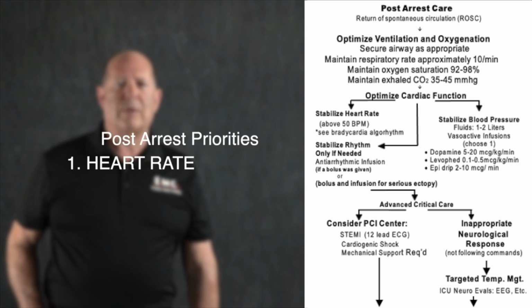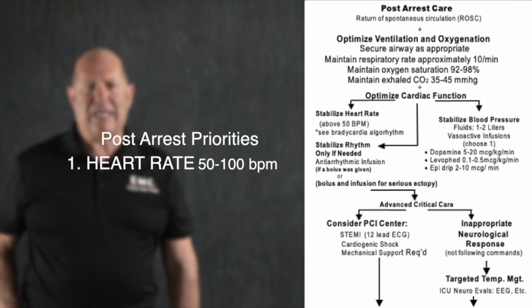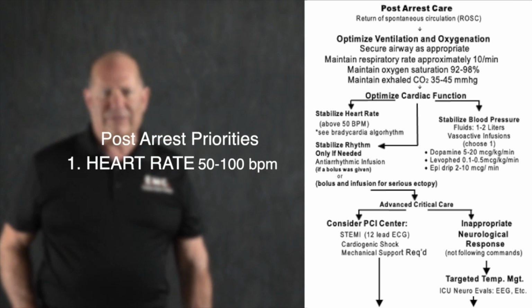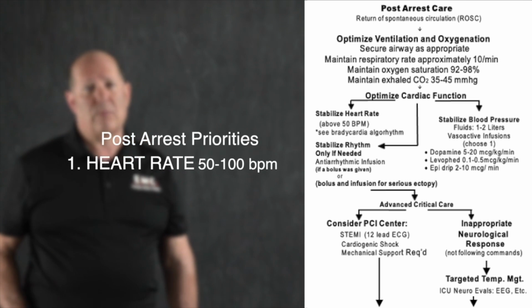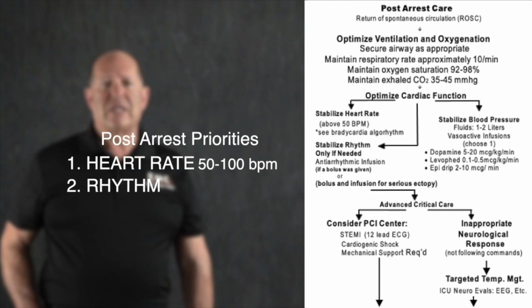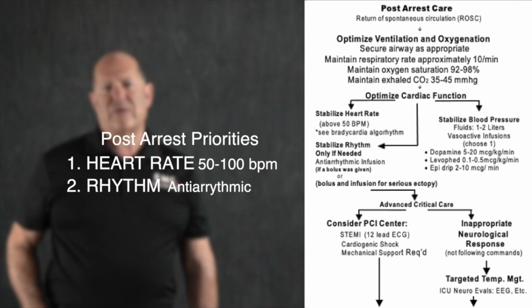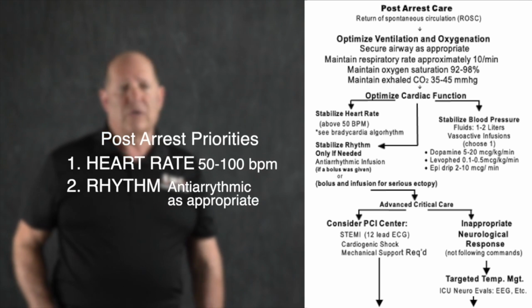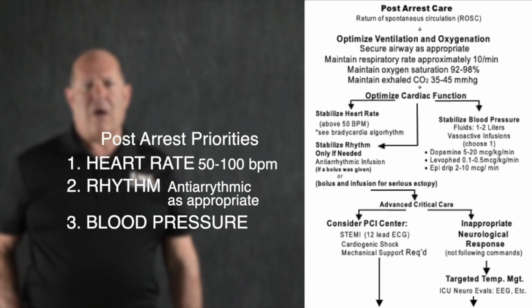Heart rate, we want a normal heart rate, so between 50 and 100. We don't start changing it unless it's significantly below 50 and maintaining, or unless it's over 150 and maintaining. Sometimes post-arrest patients will just be a little bit tachycardic or bradycardic and frequently fix that on their own. Fix the rhythm if that's appropriate. Well, what that might mean is somebody might need to order an infusion of whatever antiarrhythmic was given to that patient during the arrest. And then fix the blood pressure as we spoke about in pharmacology.